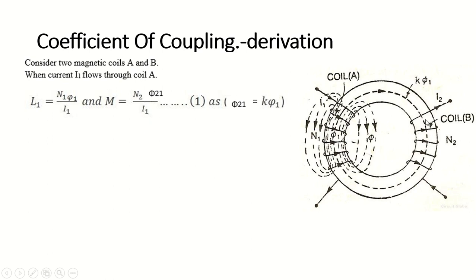And what is phi21? K times phi1. A portion of flux phi1 is linked with N2. So phi21 is K times phi1.